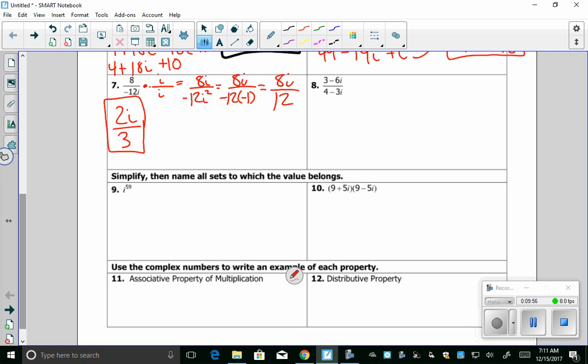Number 8. Because number 8 has the two terms on the bottom, like previously discussed, this time you'll have to multiply by the conjugate. The conjugate is just going to be the opposite sign where the i is. So here I have 4 minus 3i, so the conjugate is going to be 4 plus 3i. The whole point of the conjugate is to cancel out the i's. That's the reason why we have to multiply by the conjugate.